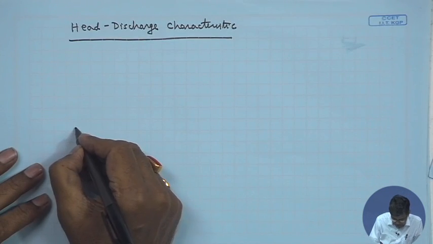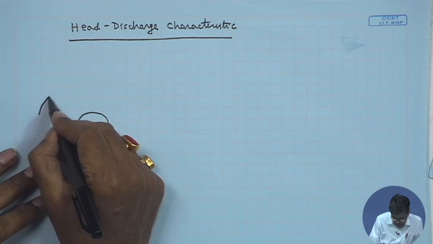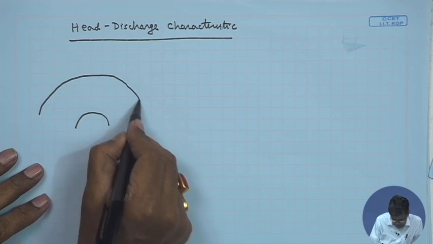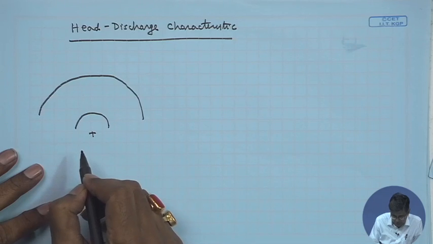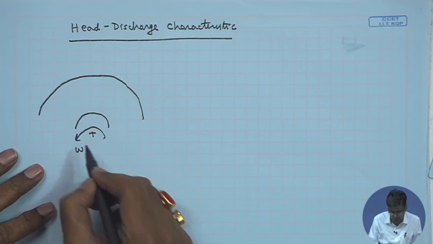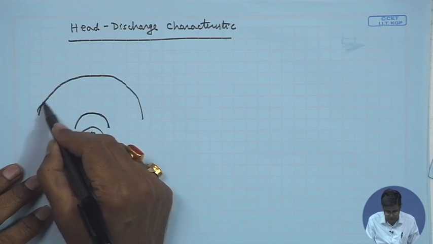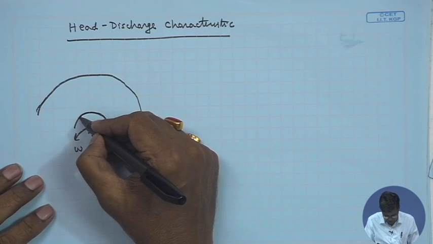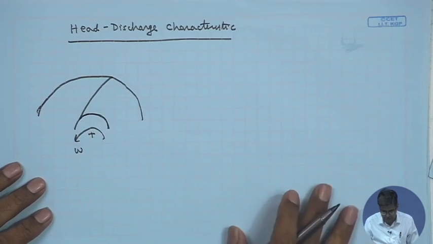Let us consider an impeller as we already showed earlier, and part of an impeller. I am not drawing the full one. This is the center of rotation. Let the impeller rotate like this at the angular velocity omega. This is the eye of the impeller, part of the eye, and this is the impeller outlet. And we consider an impeller blade like this, as we discussed earlier.